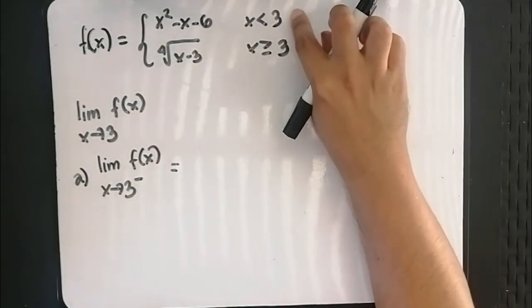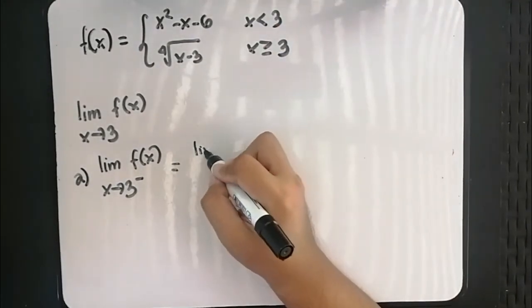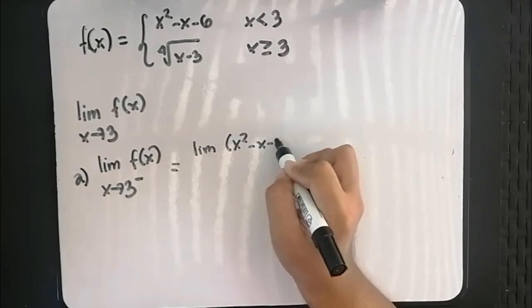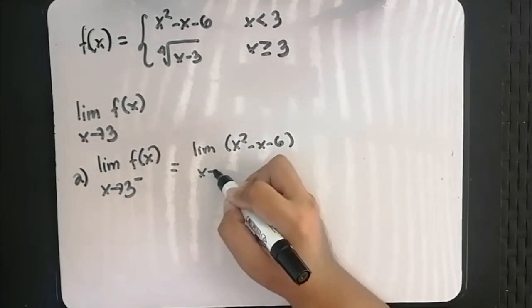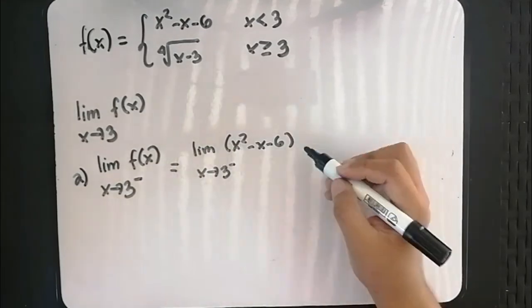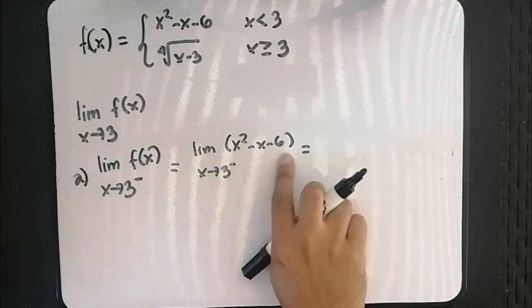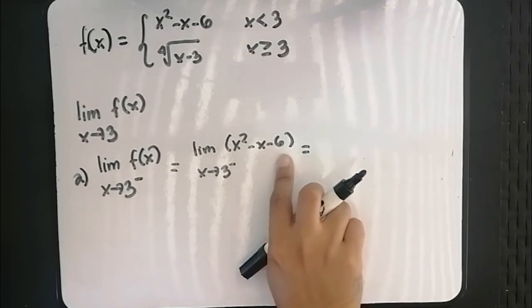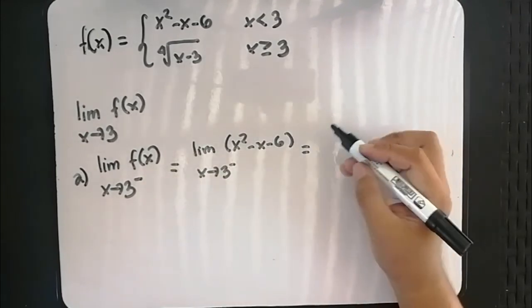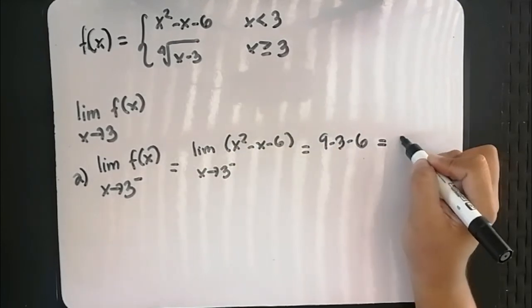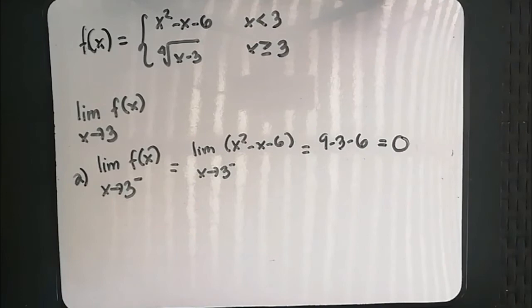So eto ang gagamitin natin. So we have the limit of x squared minus x minus 6 as x approaches 3 from the left. Since this is a polynomial, so pwede lang nating ipasok yung 3. So we have 3 squared is 9 minus 3 minus 6, which is equal to 0.